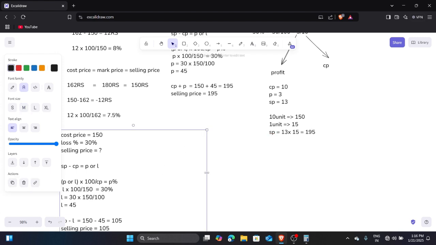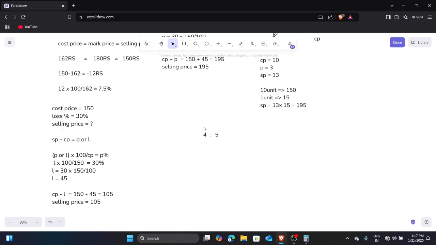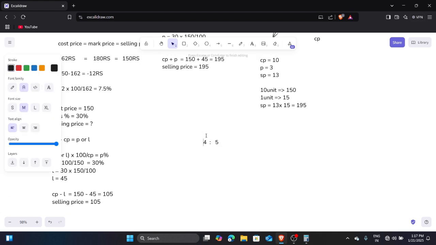Here we take one more example of ratio. Suppose it tells you the ratio between the selling price and the cost price is 4 ratio 5. What does it mean? CP and SP.